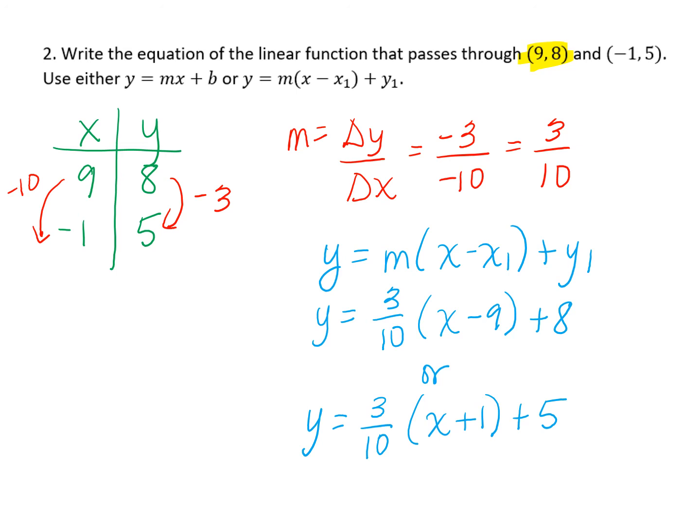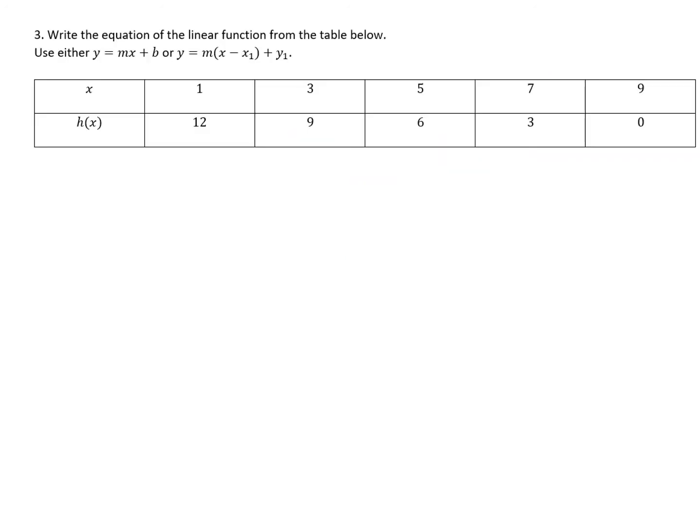All right, question number 3. You have a table this time, and we want you to write the equation of the line. Again, your choice of slope-intercept or point-slope form. So press pause, work through this, and then when you're ready to check your answer, press play.